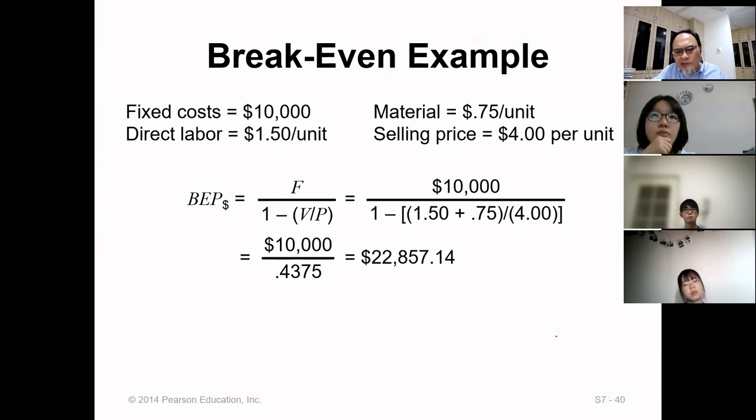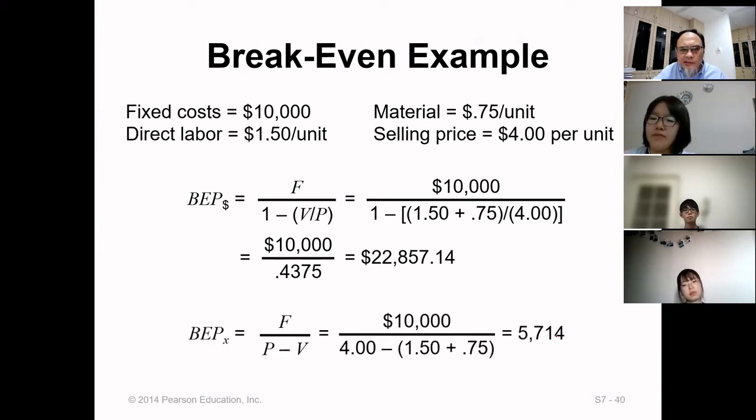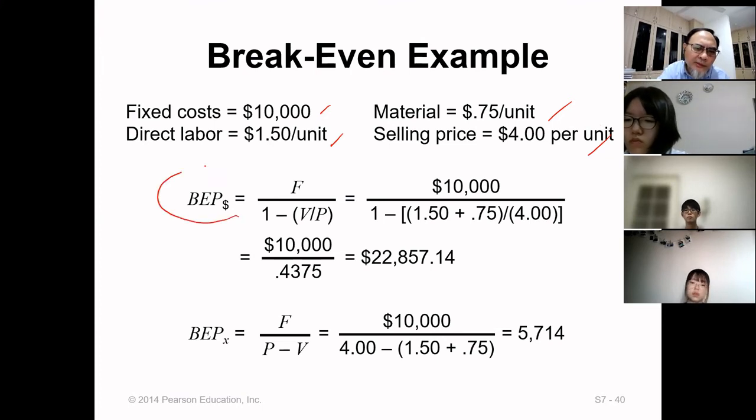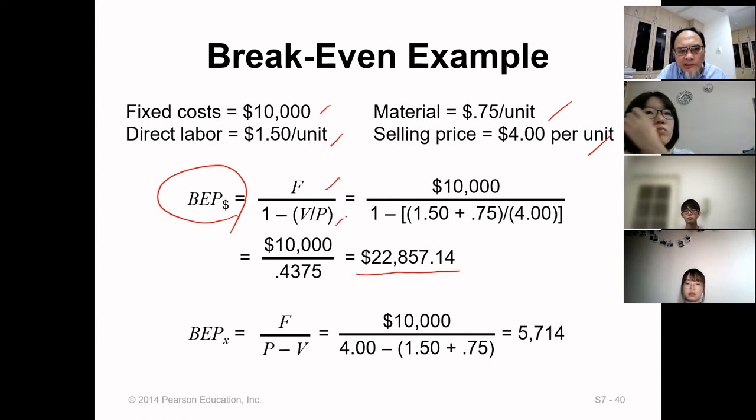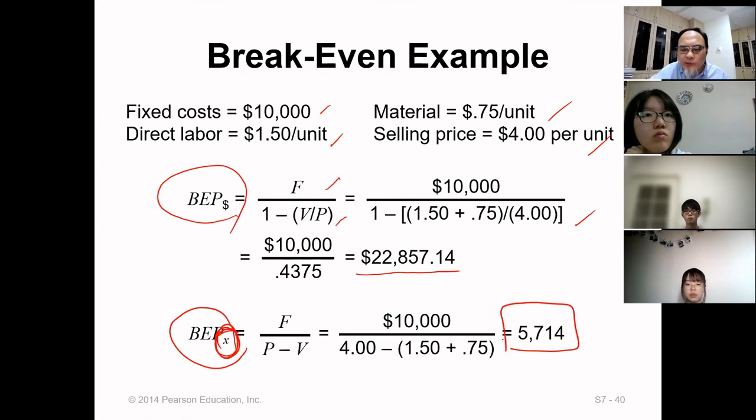So this is an example of given values. Fixed cost is $10,000. Direct labor is 1.5 per unit. Material is 75 cents. Selling price is $4. So you can find the break-even in terms of dollars to be 22,000, F divided by 1 minus V over P. And the break-even point for units, X, is 5,714.